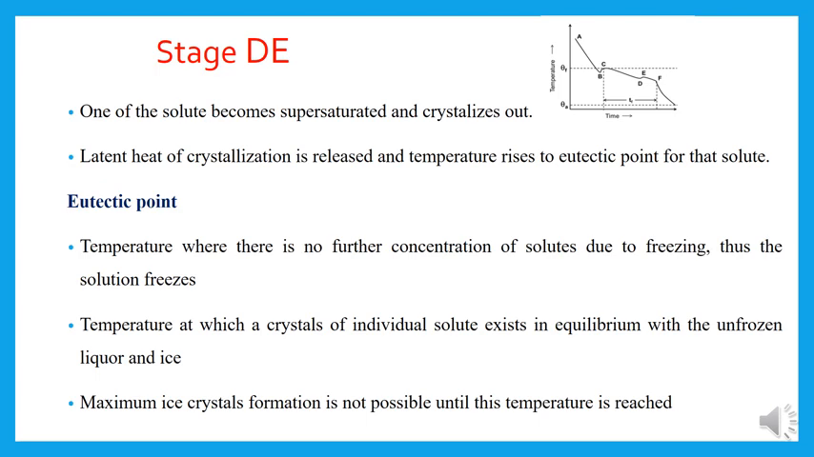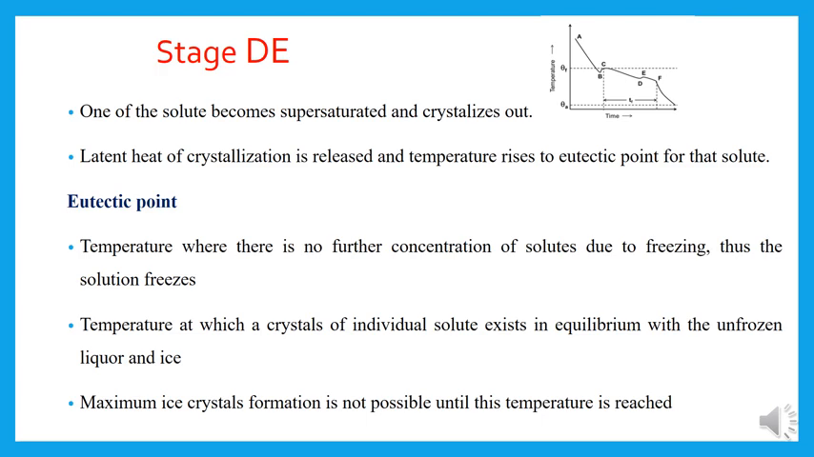Eutectic temperature means the temperature at which a crystal of an individual solute exists in equilibrium with unfrozen solute and ice. That is, the first ice crystal is formed. That ice crystal and other water particles or other individual solutes are in an equilibrium stage. At that equilibrium stage, the temperature is known as the eutectic temperature. It's different for different products. Mainly for glucose it is -5 degrees Celsius. For sucrose it is -14 degrees Celsius. For ice cream it is up to -55 degrees Celsius. In case of meat it varies from -50 to -60 degrees Celsius.